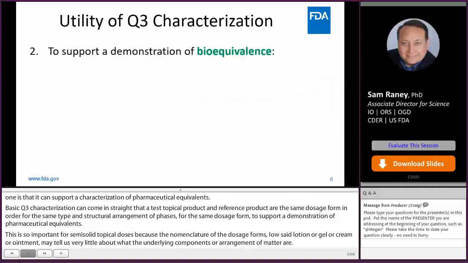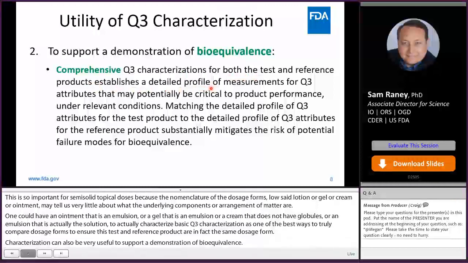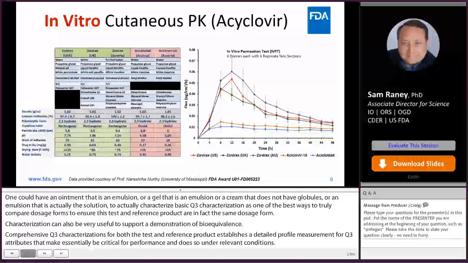Q3 characterization can also be very useful to support a demonstration of bioequivalence. In fact, comprehensive Q3 characterizations for both the test and reference products establishes a detailed profile of measurements for Q3 attributes that may potentially be critical to product performance and does so under relevant conditions. Now, matching the detailed profile of Q3 attributes for the tested product and the detailed profile of Q3 attributes for the reference product substantially mitigates the risk of potential failure modes for BE, for bioequivalence, and thereby really helps to support that demonstration of bioequivalence. How do we know this?